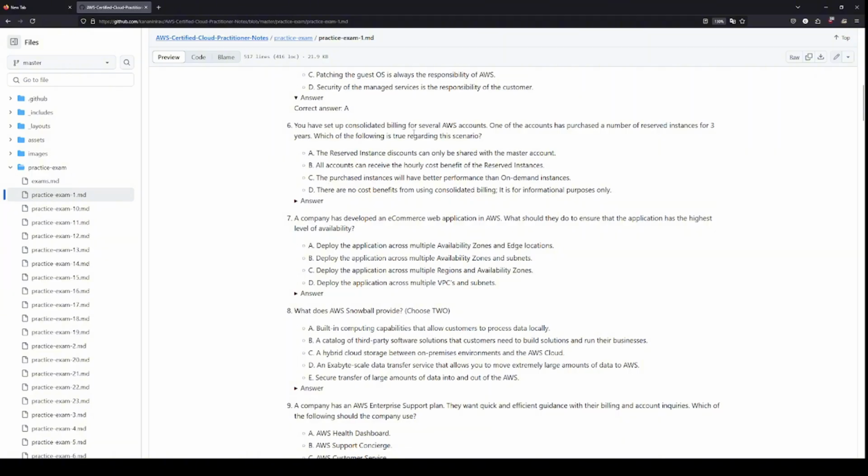You have set up consolidated billing for several AWS accounts. One of the accounts has purchased a number of reserved instances for 3 years. Which of the following is true regarding this scenario? So A, the reserved instance discounts can only be shared with the master account. B, all accounts can receive the hourly cost benefit of the reserved instances. C, the purchased instances will have better performance than on-demand instances.